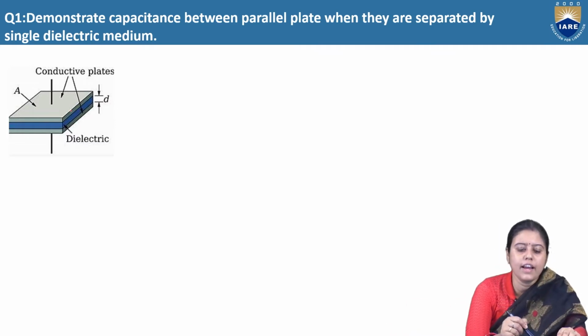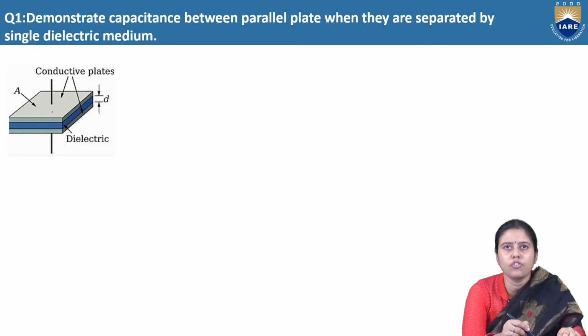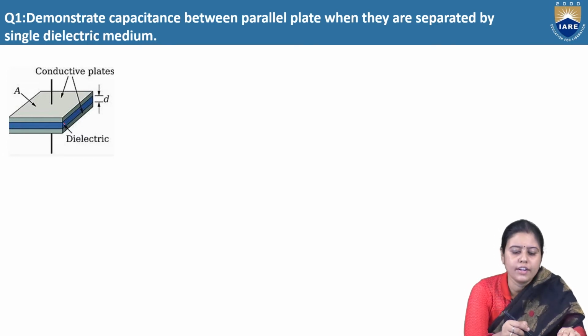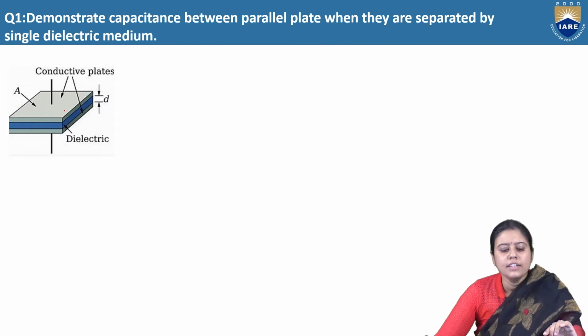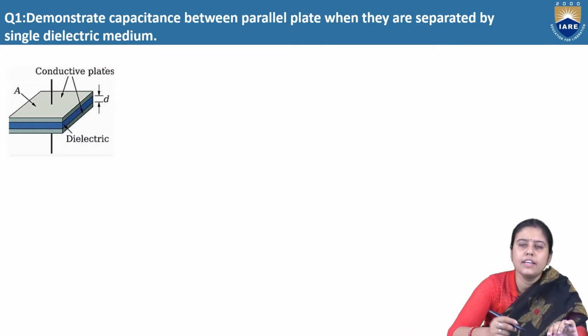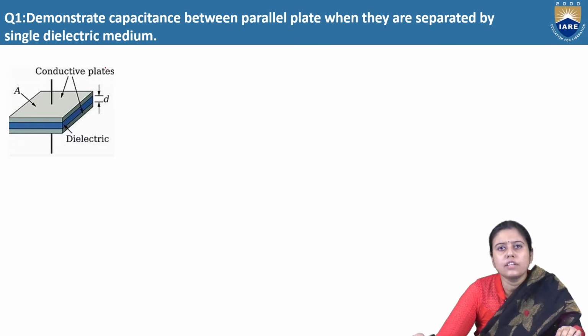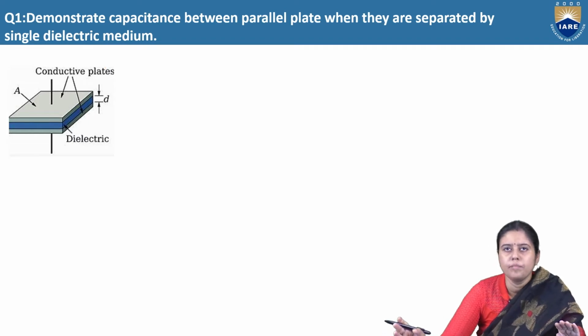You can see there are two parallel plates which are drawn in this grey color and they are separated by this dielectric, which has been mentioned here in the blue color, and the distance, the thickness between these two parallel plates is given as D. A is the cross-sectional area or surface area of each conductor.